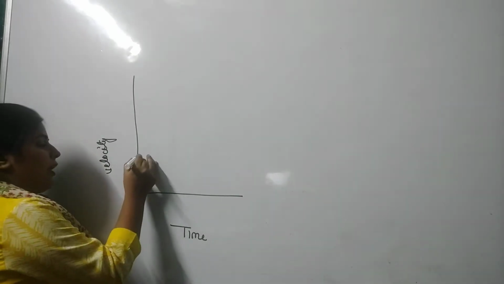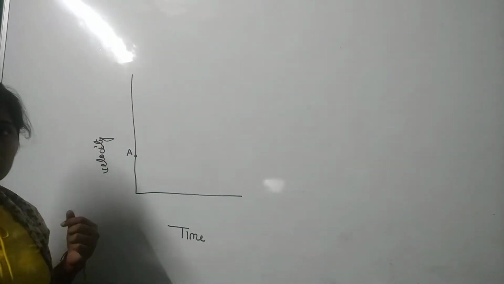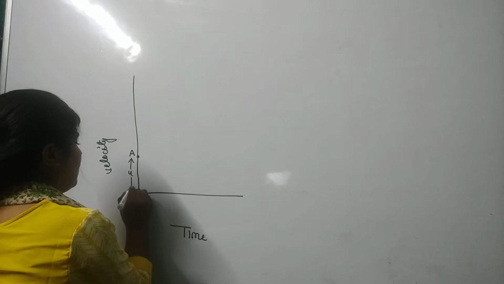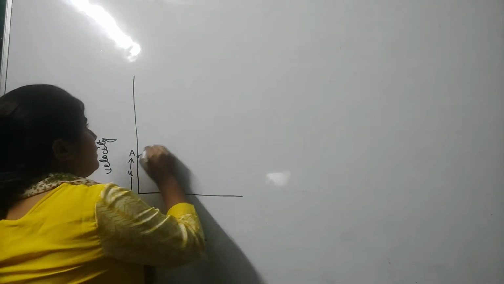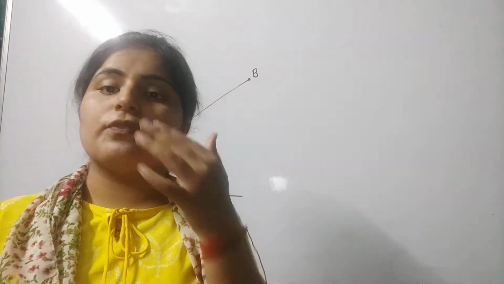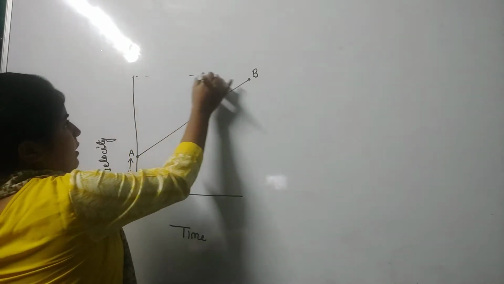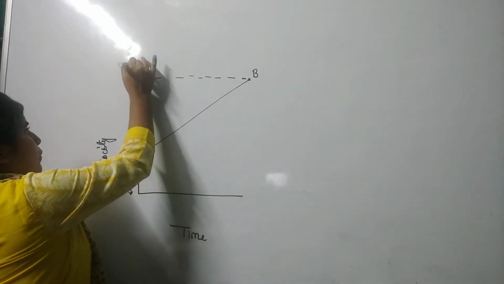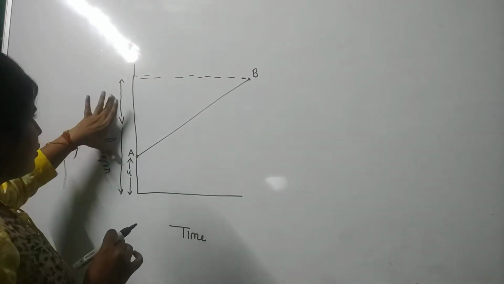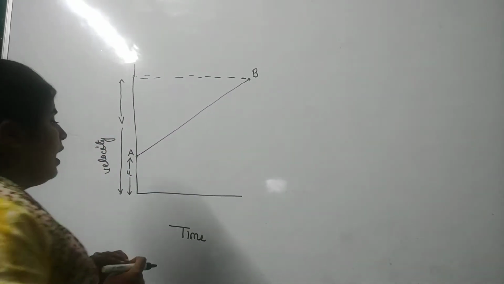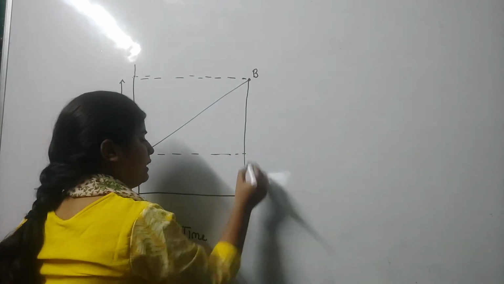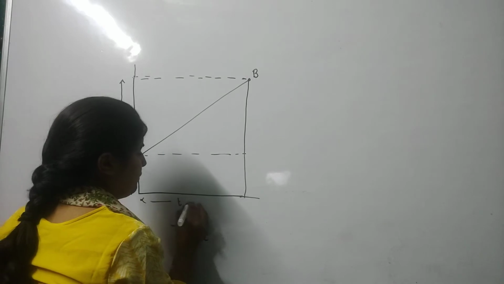Let a body start its journey from A. Because its initial velocity is u, this will be equal to u. After the time t, it has reached the point B, and the final velocity is v, so this distance will be equal to v. And the time taken by it is t.